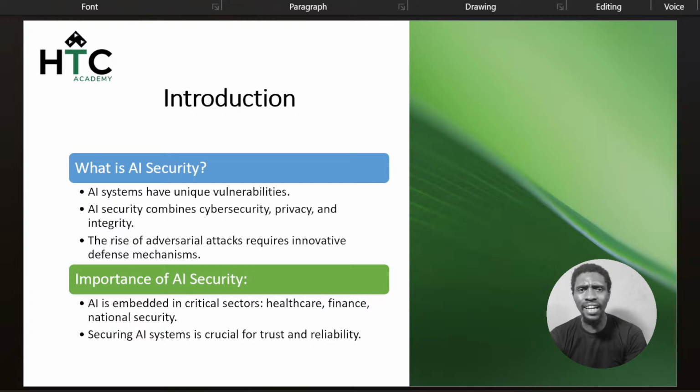So, introduction: what's AI security? AI systems generally have their own unique challenges and their own unique vulnerabilities. The challenge with AI systems is the fact that unlike cybersecurity, which is largely focused on infrastructure and the applications that run on infrastructure, AI security goes beyond that. In fact, AI has five different components. There is the AI model, there is the AI algorithm, there is the data training set, there is the AI infrastructure, and there is the AI application.